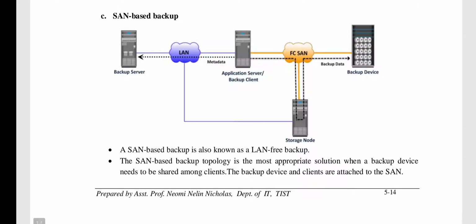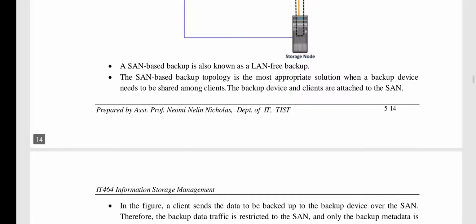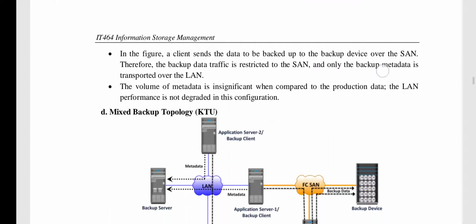And the next one is the SAN based backup. Now here you can see the backup server and application server or the backup client connected by a LAN, and you have the storage node and backup device, separate units. So when the data has to be sent, it is sent through the FC SAN, okay, fiber channel SAN, and the metadata through the LAN. Okay, so you can just read through to understand more.